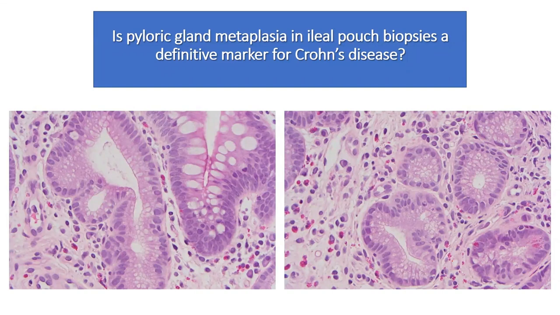The problem here is that a lot of us only search for it in the surface epithelium, and a lot of the pouch biopsies don't really have a good intact surface epithelium, or have ulceration. So you will have to search for it in the crypt epithelium, and you will have to somehow train your eyes again to pick it. But you can see with this comparison here, you will be able to notice that there is an apical mucin with the pyloric metaplasia, and there isn't here.